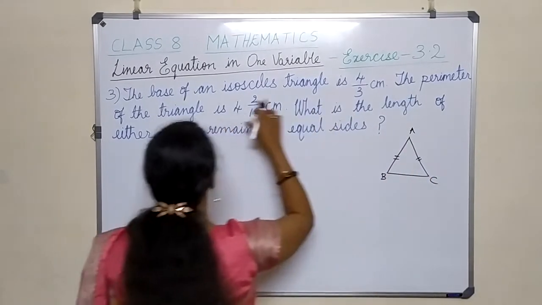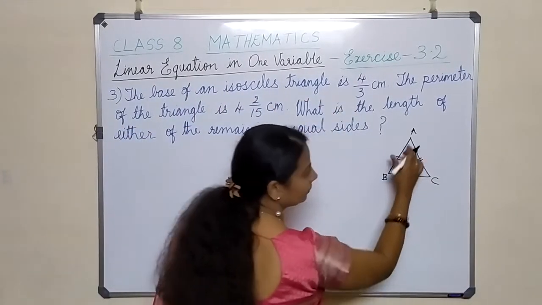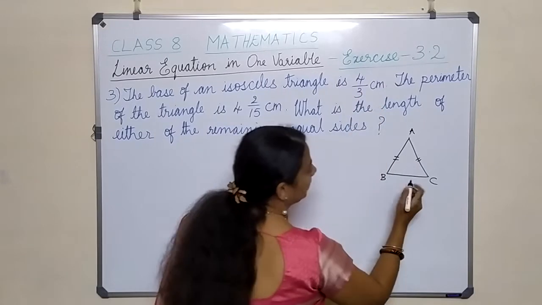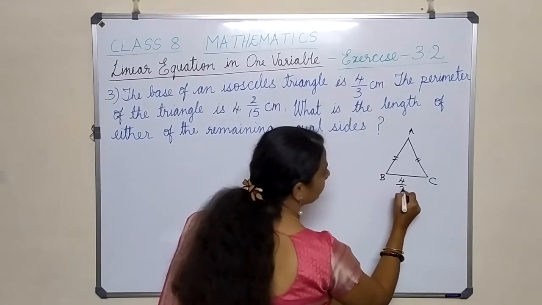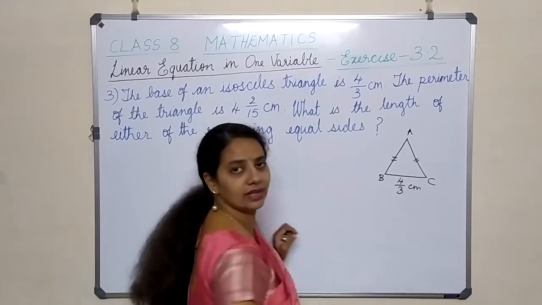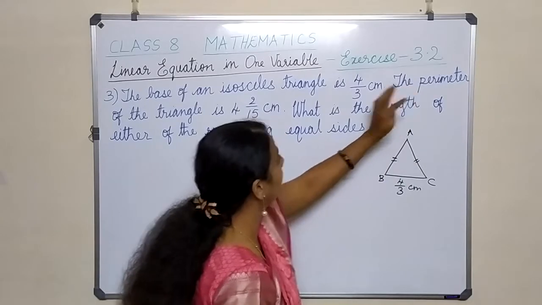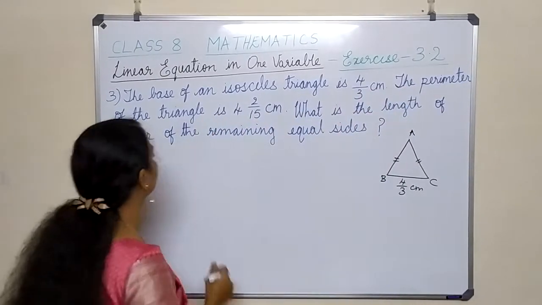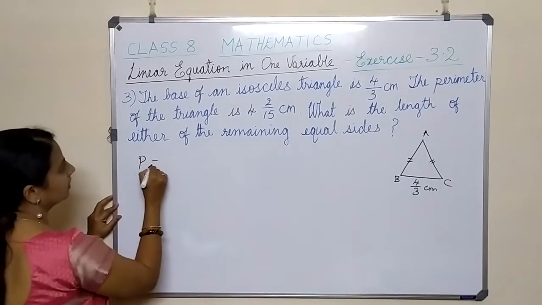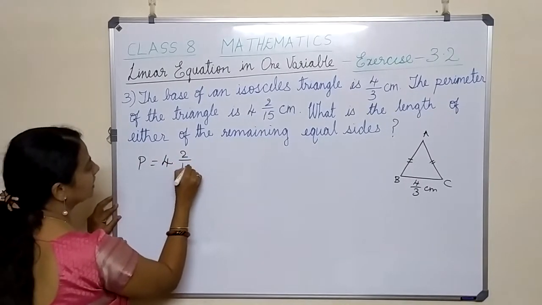Now, this is the base of this isosceles triangle. They have given it as 4 by 3 centimeters. So the length BC is equal to 4 by 3 centimeters. Now we have to find these two sides. And they have given the perimeter also. Perimeter of the triangle is 4, 2 by 15 centimeters.